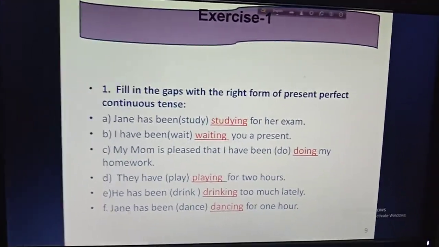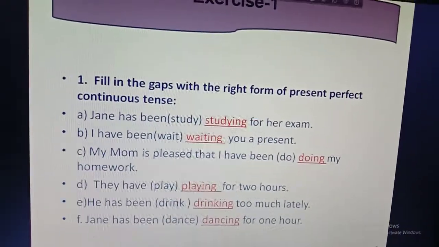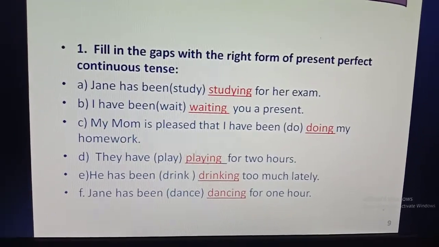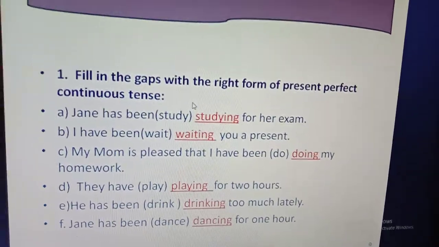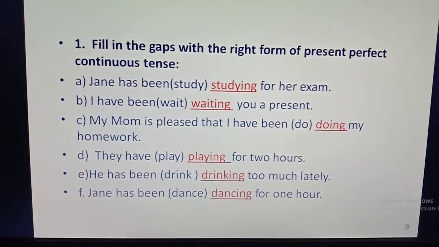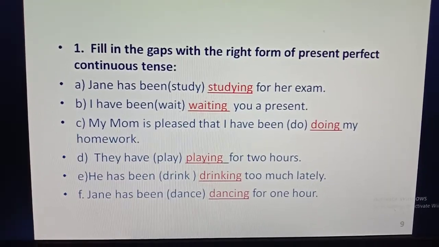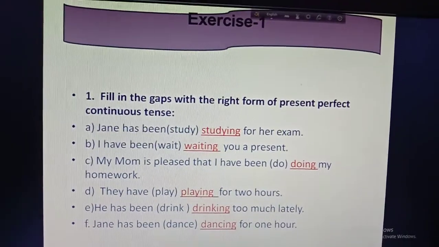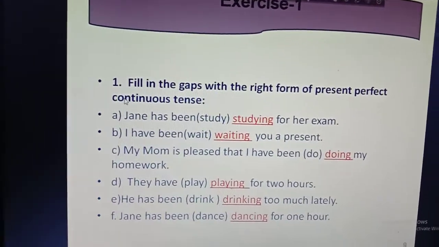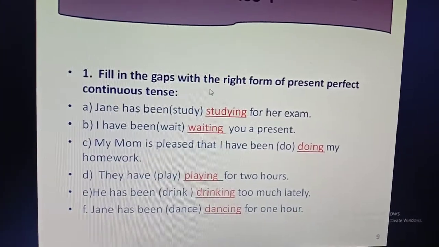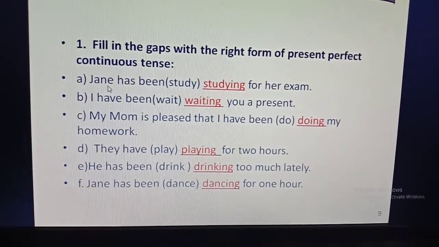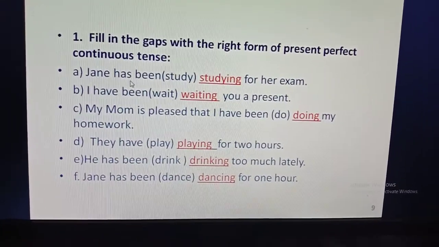Okay, this is exercise 1. After reading the formation, you are going to do this exercise. I am going to discuss only on these 5. Okay, in my next class I'll go in details for the exercise. Okay, today as I have taught you a lot of things, you have to memorize all of them. That's why we are going to practice a little. Okay, here is exercise 1. In number 1, I have written, fill in the gaps with the right form of present perfect continuous tense. So you have to know the structure of the sentence, then you can easily do it.